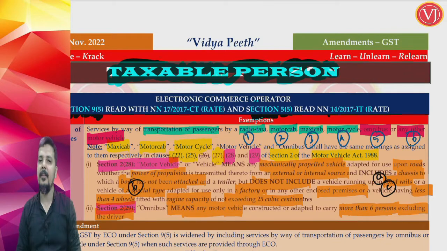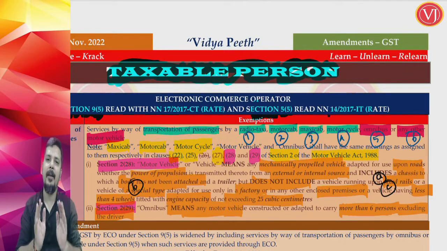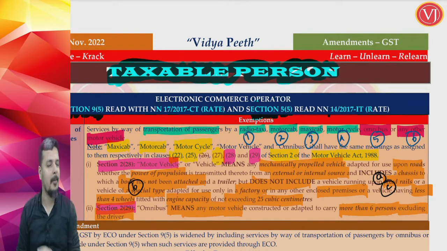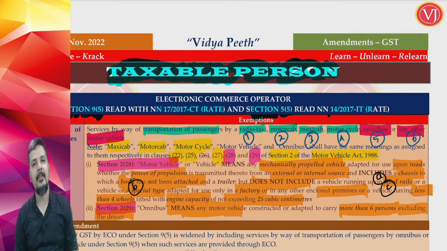On fixed rails, in a fixed place, that is a factory, a special type vehicle, or for an enclosed premises, that also we are not talking about. We are also not talking about a scenario where you have a vehicle with less than 4 wheels and whose engine capacity is less than 25 cubic centimeters. So this is the amendment that has been brought into your passenger transportation service.